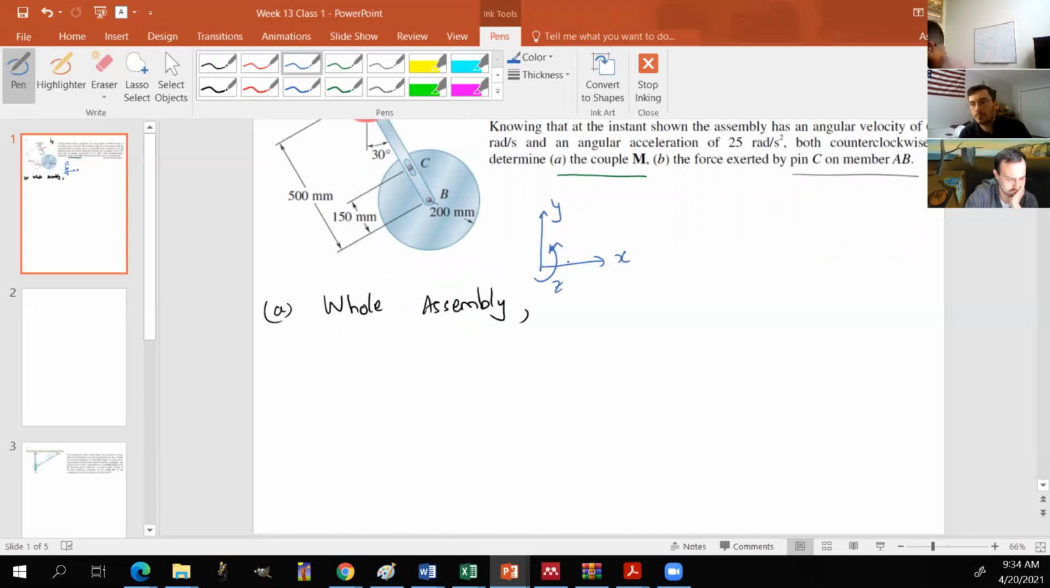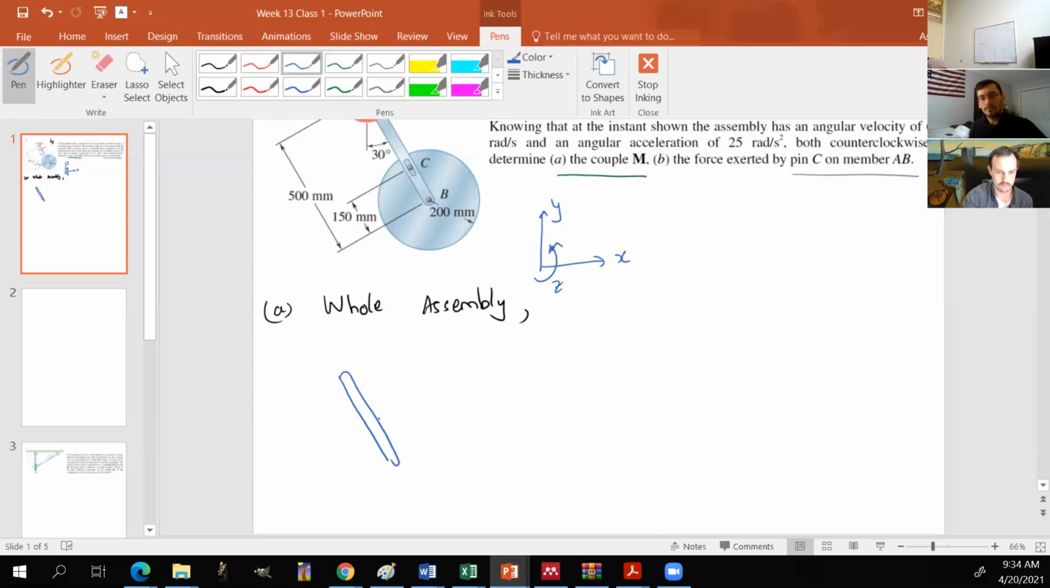All right, so first things first, when we're looking at kinetics, when we're looking at the whole assembly, what do we have to do? What's the first step? Step number one. A free body diagram. Exactly, free body diagram. And in dynamics, it's free body diagram and kinetic diagram, right? So that's what we're going to do.